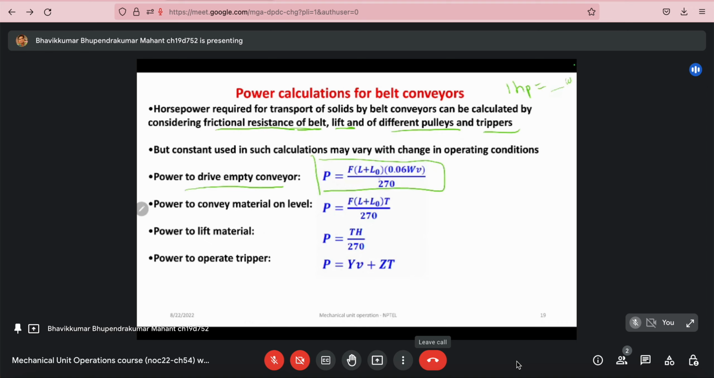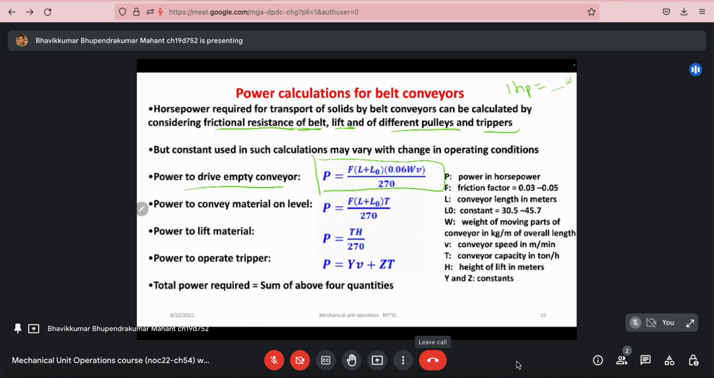... 0.06 W V / 270. F is a friction factor which has a value of 0.03 to 0.05. P is the power, given in horsepower at the end. L0 is a constant value which you will get in the examples. L is the conveyor length. W is the weight of moving parts of the conveyor in kilograms per meter of overall length. Small v is the conveyor speed, or velocity, in meters per minute.